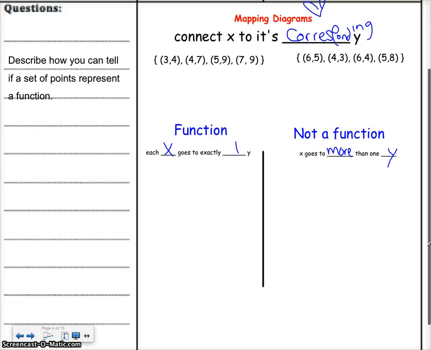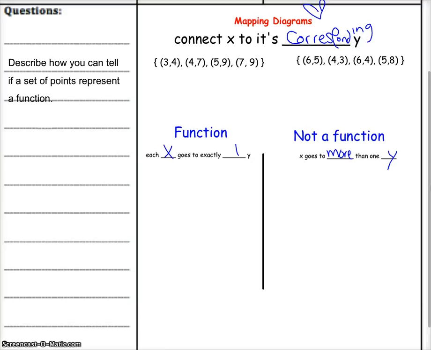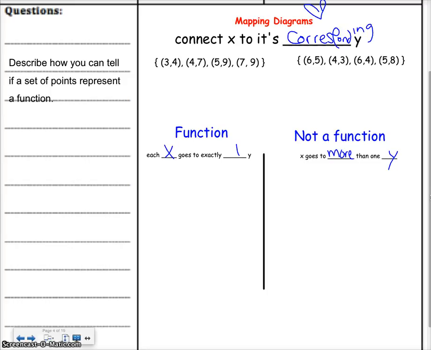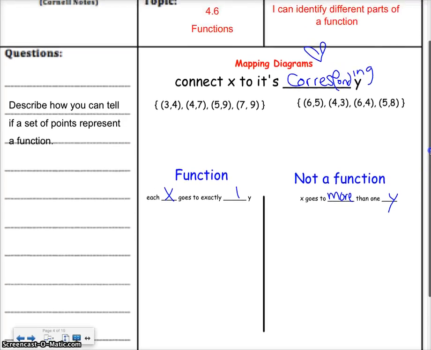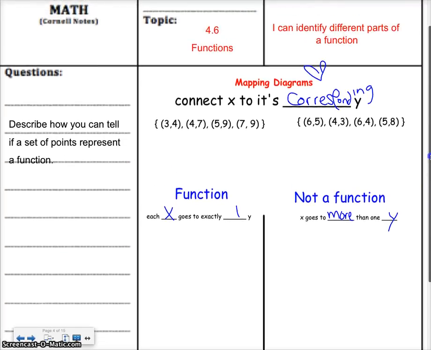I don't know why I have this. Oh, it's all grouped together. But it looks weird because now it's a t-chart and we don't know which one's a function and which isn't. But you're going to see how we set this up.